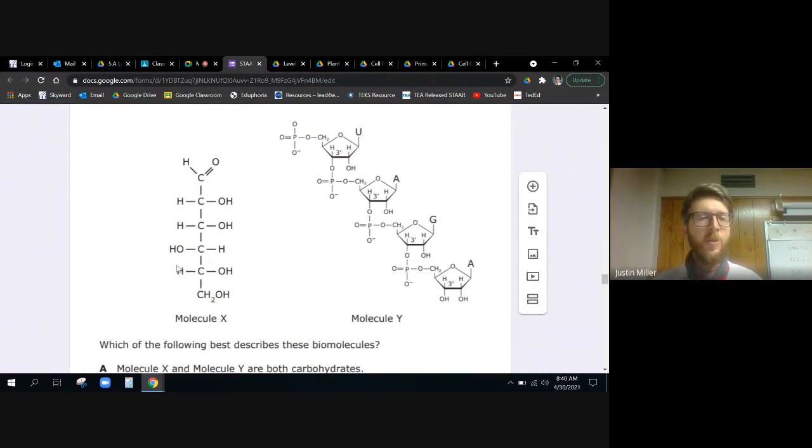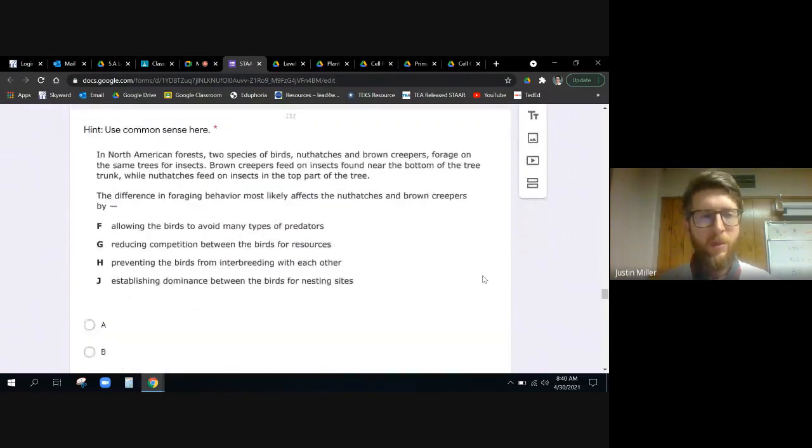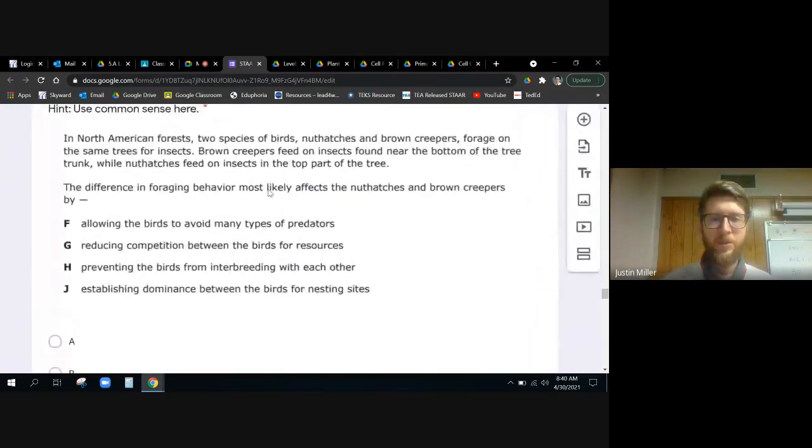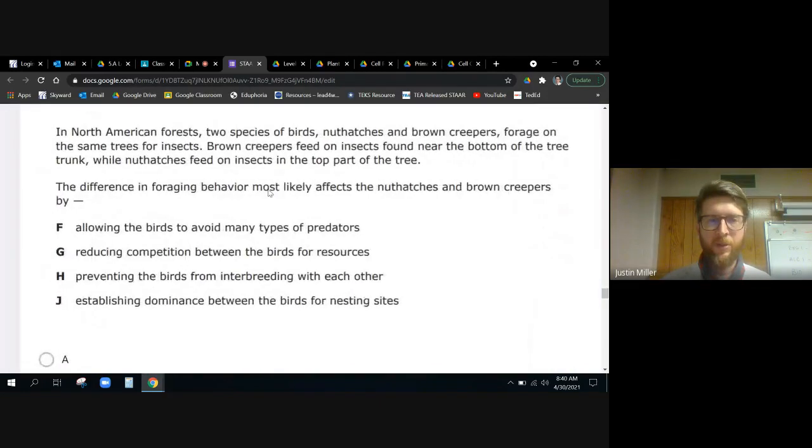You're not going to know molecular structure. Don't try to think that you have to understand molecular structure. You don't. They tell you the answer. You just have to know that when you see G, C, A, and U, those four letters, that's RNA. That's all you have to remember. Don't try to become a chemistry expert overnight.